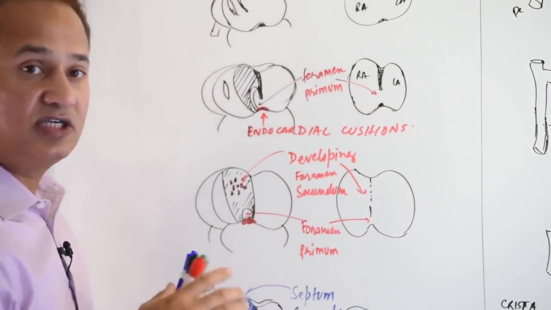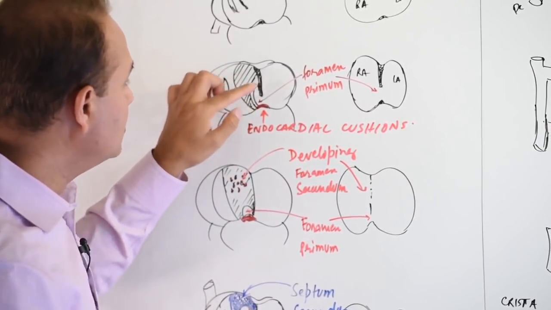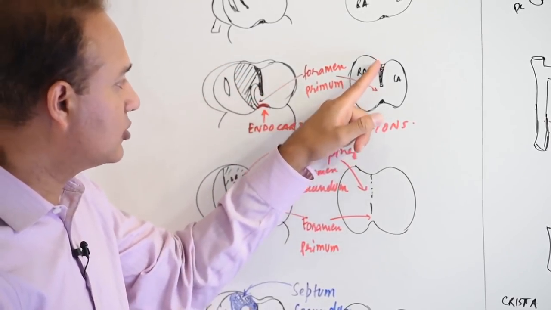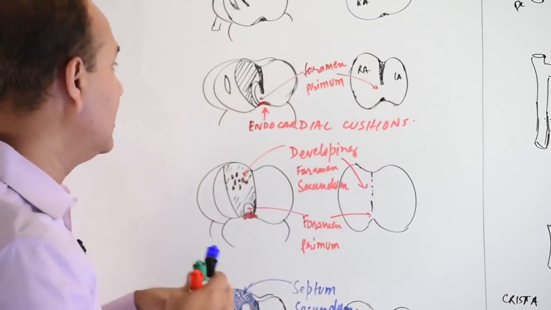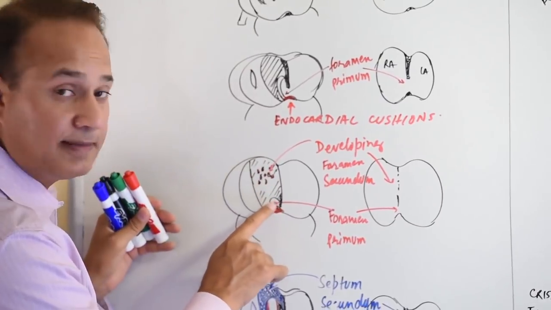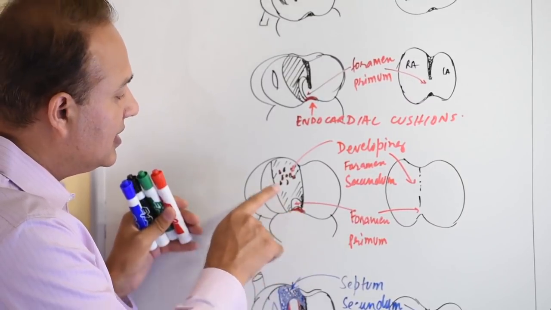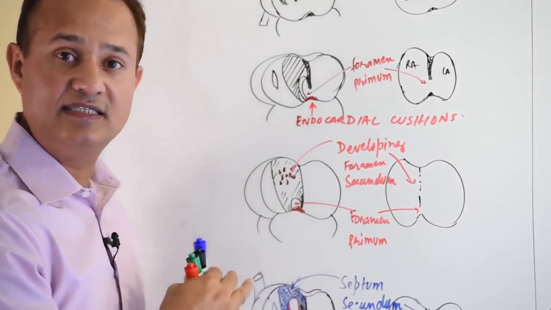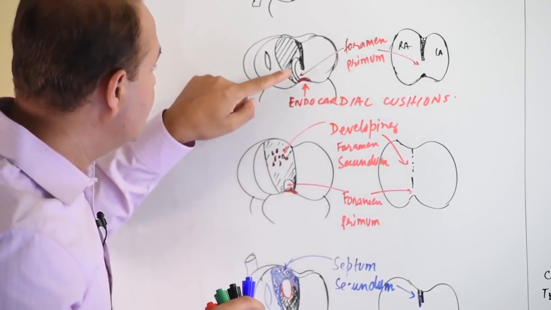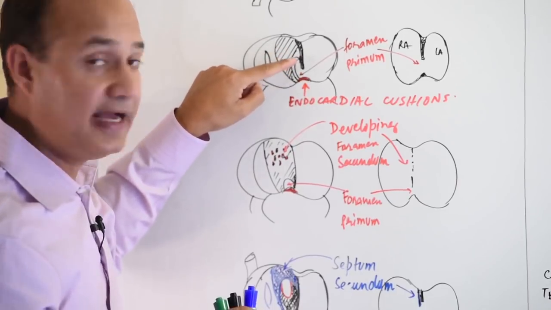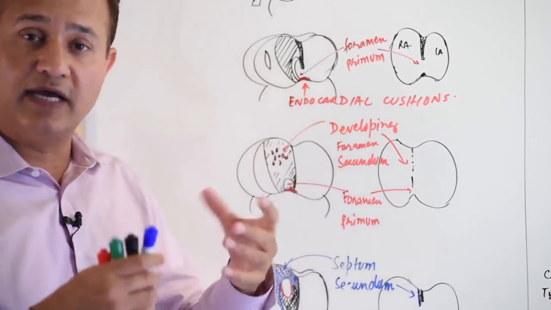Now what happens is that crescent-shaped structure continues to grow towards the cushion and continues to divide the right and left atrium. So here is that cushion, that septum developing towards the cushions, and the left and right atrium are separating. However, before the septum primum finishes attaching to the cushions, there would be small degenerated pieces that would appear, and there would be gaps. What I forgot to mention is, the gap between the free edge of the septum primum and the cushions is called foramen primum.